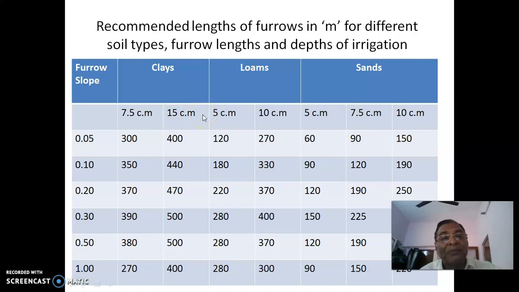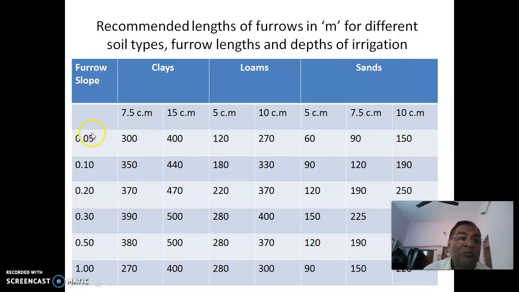Of course, this depth of irrigation and all depends upon the crop also, no doubt. What is the optimum length? This is the design criteria. We can select directly here. This is one such table prepared. What are some of the important points you should learn?